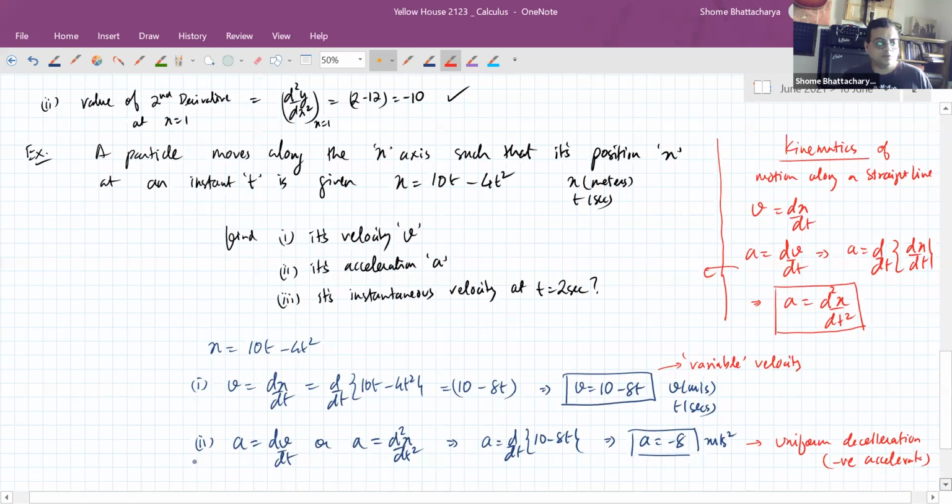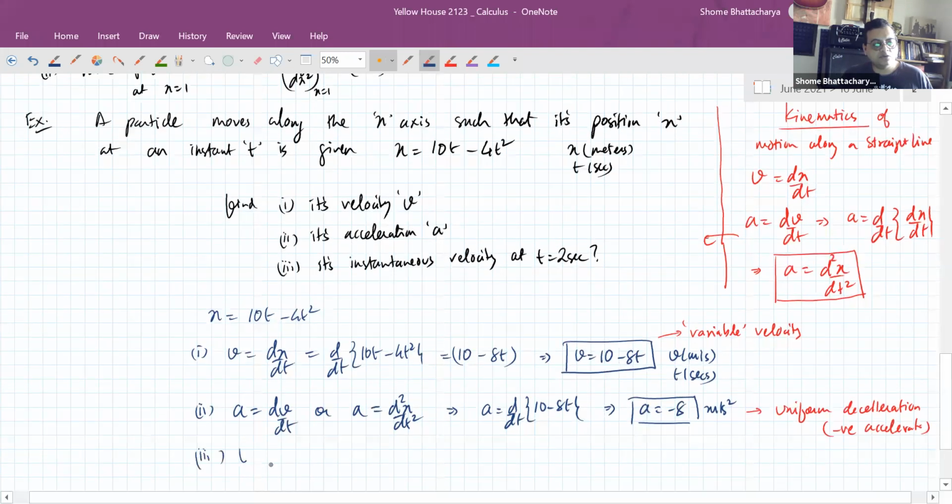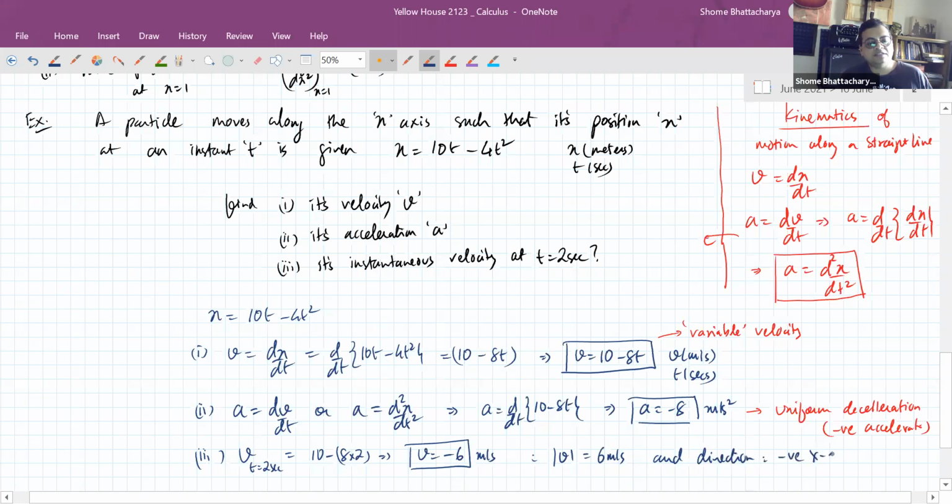Now coming to the third part, the instantaneous velocity at t = 2 seconds will become 10 - 8 × 2. So v will become -6 meters per second. This shows that the magnitude of the velocity is 6 meters per second and the direction is along the negative x-axis.